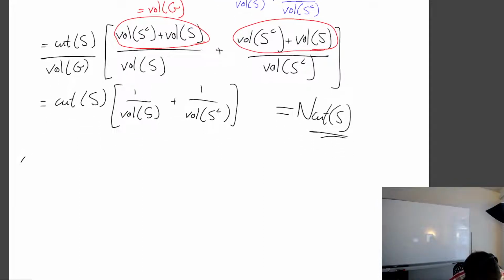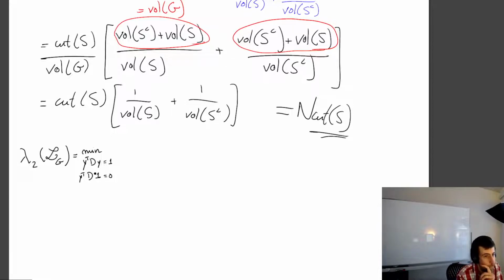What does this mean? This means that lambda 2, and this is really the important thing, is equal, as we saw just before, to the minimum over y satisfying y transpose y being 1, y transpose D1 being 0, of the sum over i and j, edges, of (yi minus yj) squared.